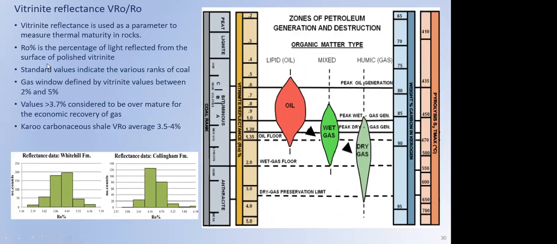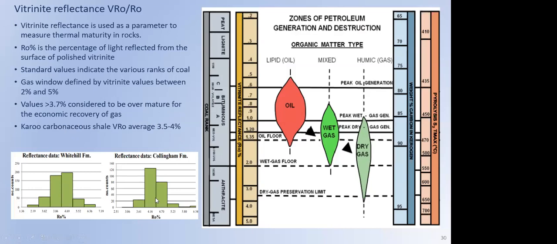Stepping back to vitrinite reflectance, that's a measure of thermal maturity, and it's really based on light reflected from polished vitrinite sections. It's used in the coal industry. There you can see the coal ranking, but also very useful for oil and gas. And in the case of gas, the gas window kicks in or is present from a VR of 2 and higher to about 3.5%. It gets over mature.